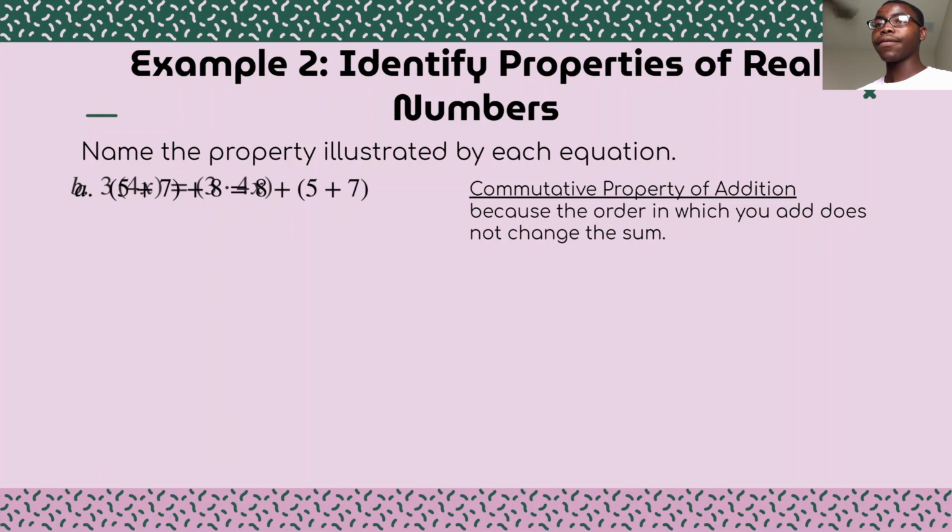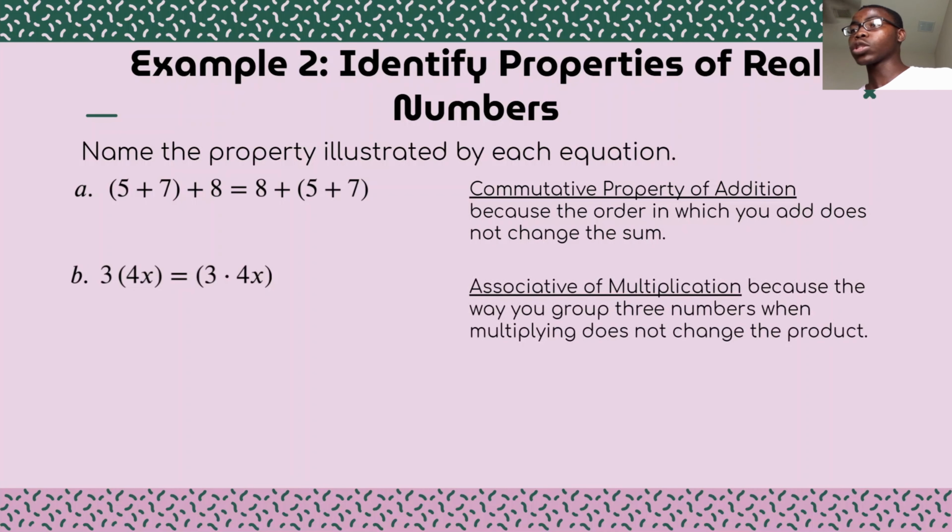Next up, we have 3 times 4x is equal to 3 times 4x, but the first part of it is in parentheses. So this would be the associative property of multiplication, because the way you group these numbers when multiplying does not change the product.